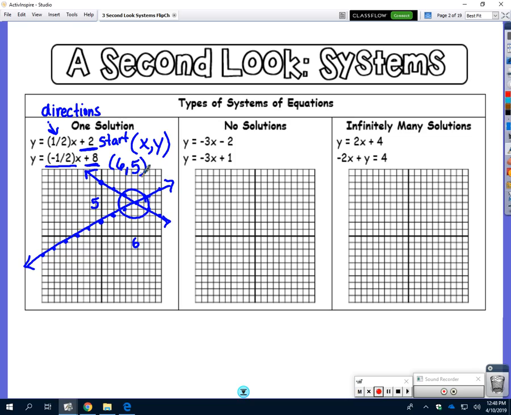A system has the answer of no solution when lines are parallel. Yesterday we learned that parallel lines have the same slope but different y-intercepts. So let's graph them and see what parallel lines look like. The first equation we're going to start on -2. And we are going to go down 3 and over 1. We can also go in the opposite direction, up 3 and over 1. Draw your line.